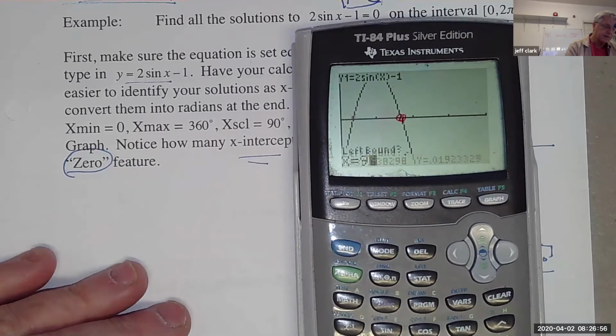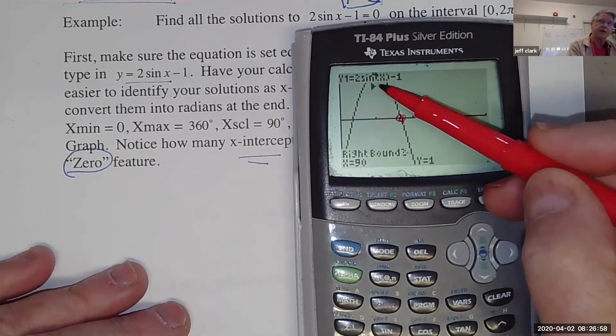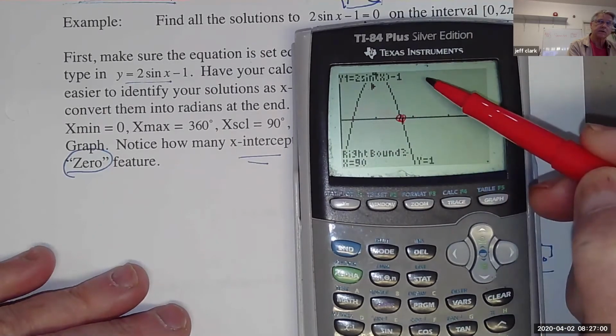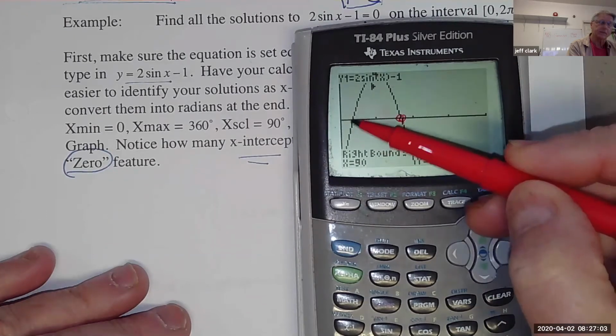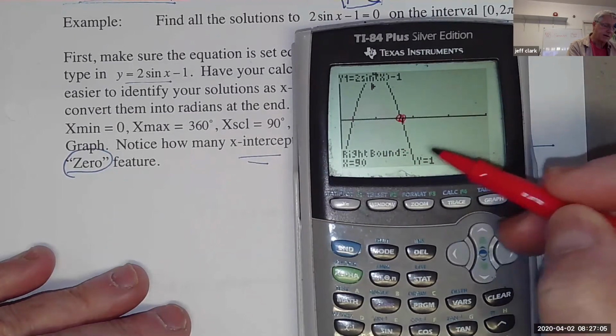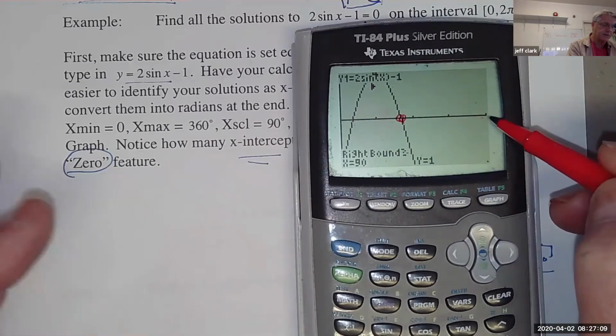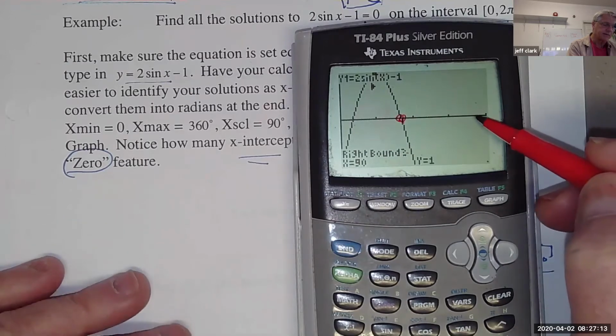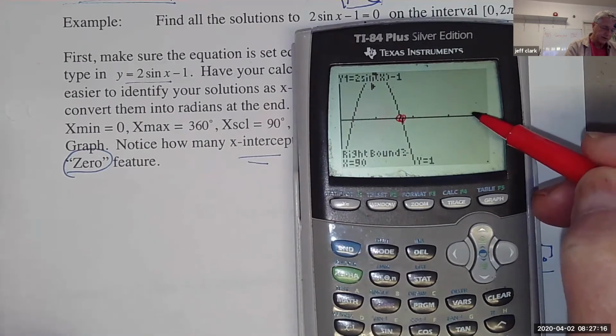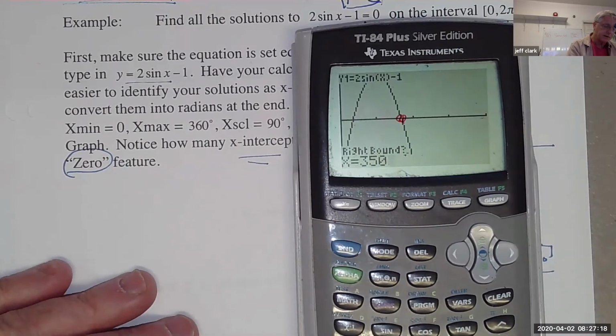And now you see the flag, and it's pointing this way. So it's going to ignore anything over here. Right bound, pick anything to the right, just don't go off the screen. Don't go beyond 360 degrees. All right, how about 350? That'll work, 350 degrees. Enter.